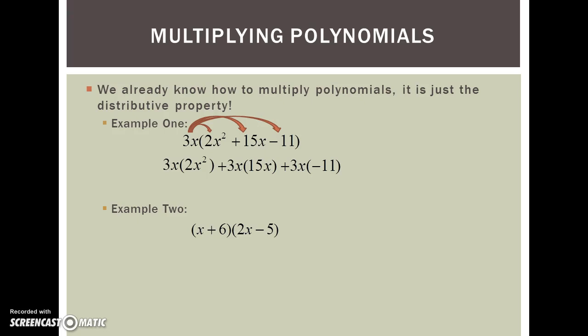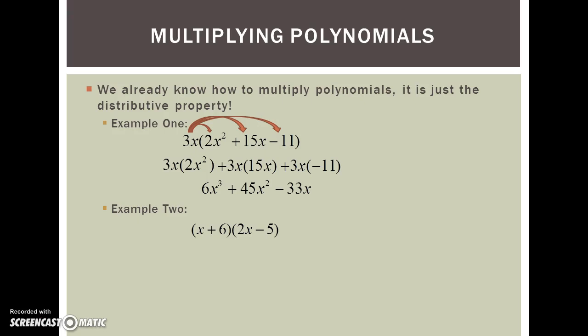And when we actually multiply this out, 3x times 2x squared is 6x to the third. 3x times 15x is 45x squared. And 3x times negative 11 is negative 33x.